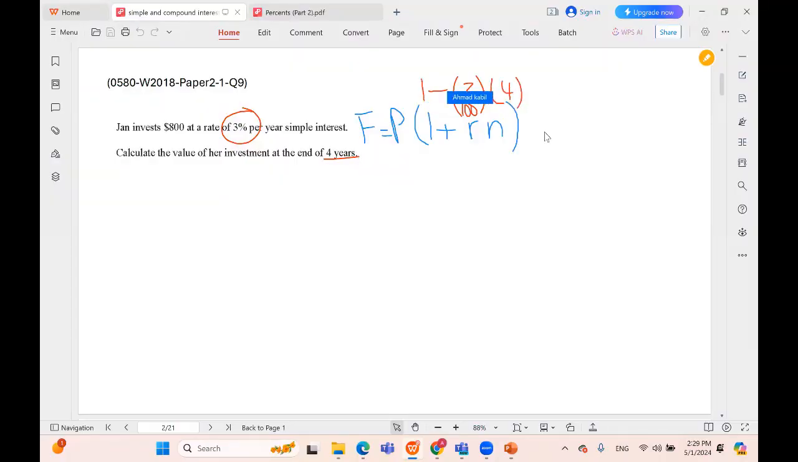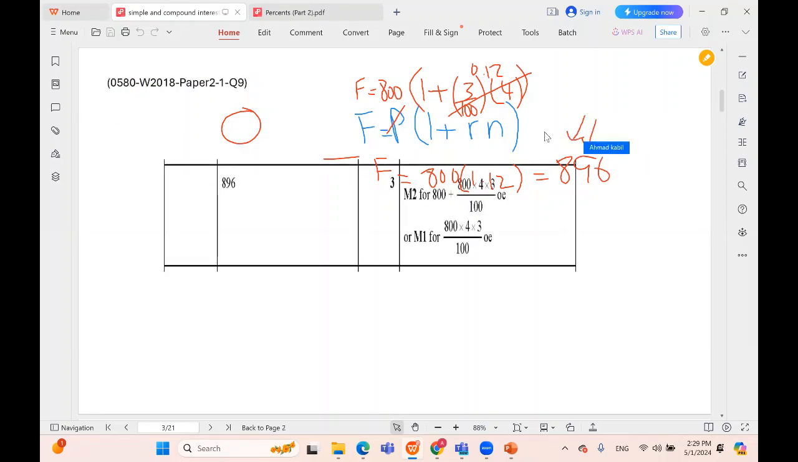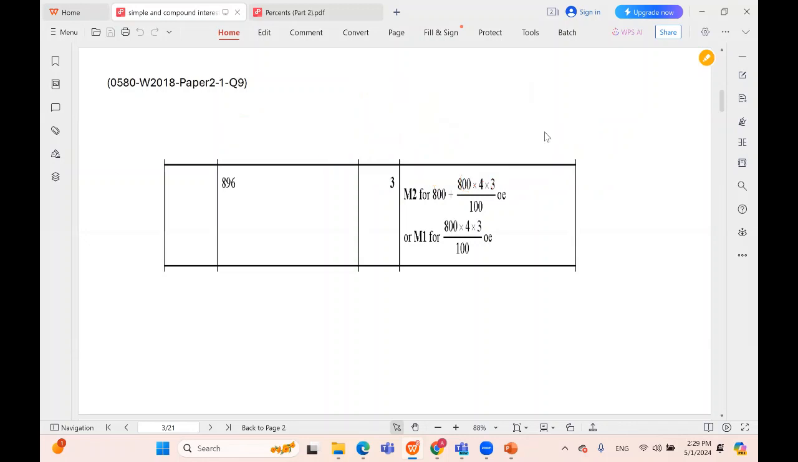And we have 1 plus this answer. And the present value is what she invested in the first place, which is 800. And we want to get the future value. So the future value is 800 times this amount here, which is 0.12, added to 1, so 1.12. So 800 times 1.12 gives us 896, and this is the future value, or the value of her investment at the end. So 896 here is the correct answer.